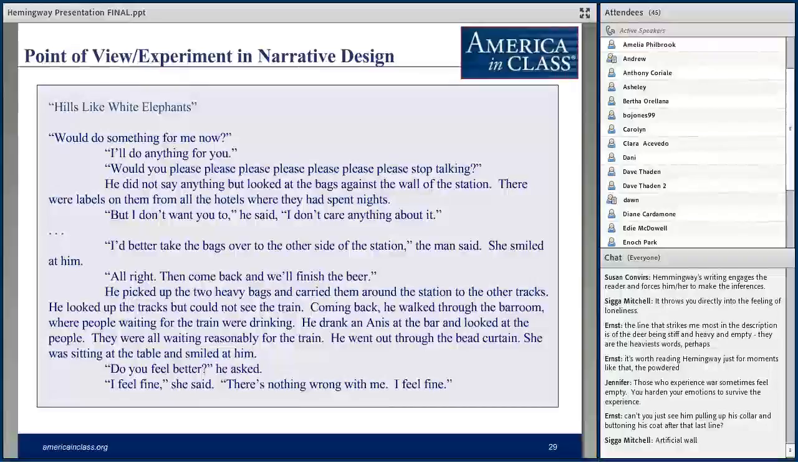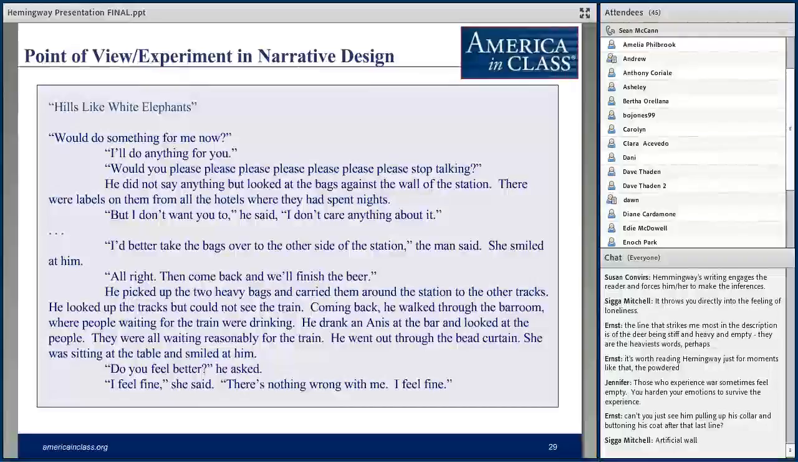Slightly later, "I better take the bags over to the other side of the station," the man said. She smiled at him. "All right, then come back and we'll finish the beer." He picked up the two heavy bags and carried them around the station to the other tracks. He looked up the tracks but could not see the train. Coming back, he walked to the bar room where people waiting for the train were drinking. He drank an anise at the bar and looked at the people. They were all waiting reasonably for the train. He went out to the bead curtain. She was sitting at the table and smiled at him. "Do you feel better?" he asked. "I feel fine," she said. "There's nothing wrong with me. I feel fine."